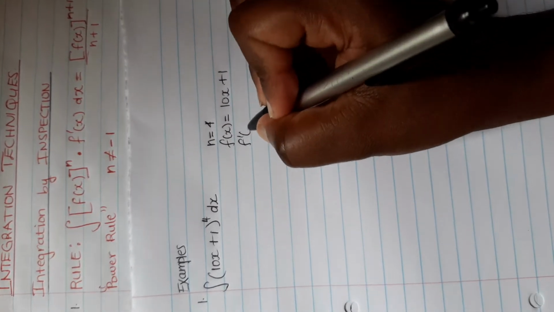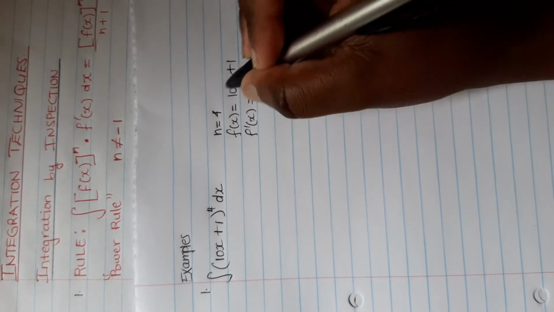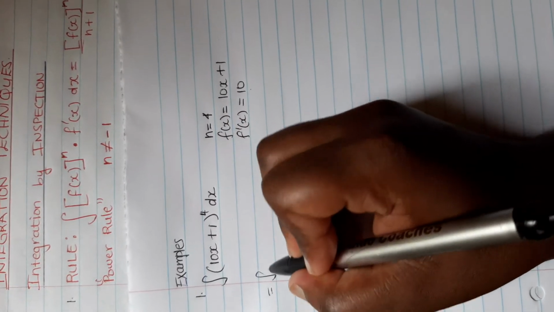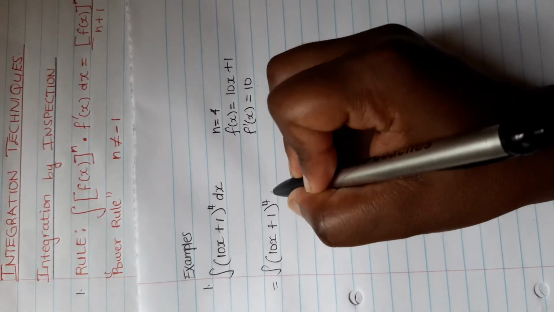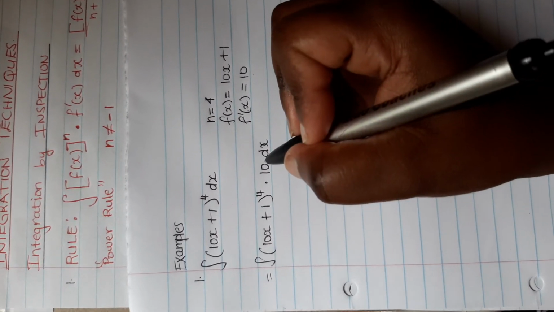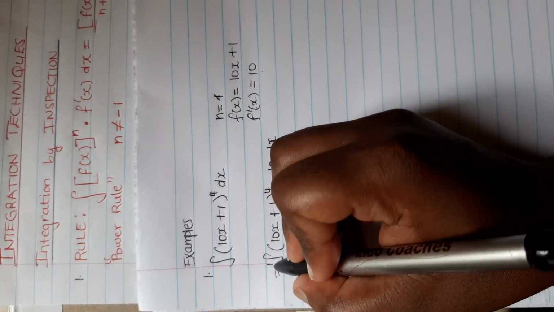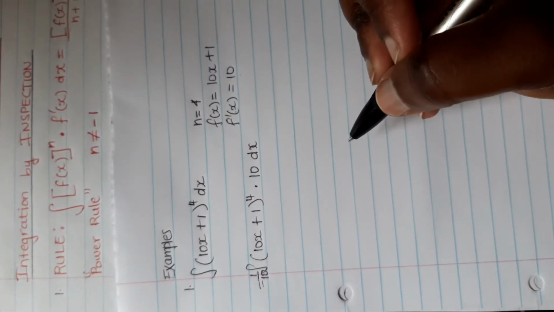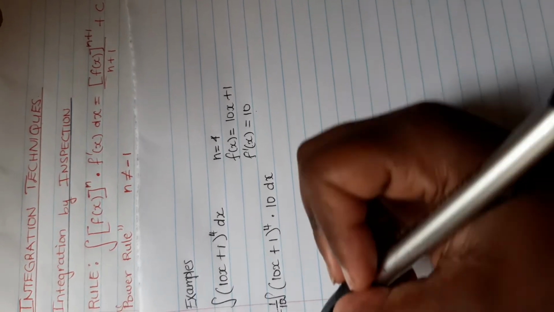Then we have to differentiate this. So the derivative of 10x is 10, the derivative of 1 is 0. Therefore, the derivative of this is 10. Then we have to rewrite this equation. So the integral of 10x plus 1 all raised to the power 4 times the derivative, which is 10 dx, right? Then how do we get back to the original? We have to multiply this whole thing by 1 over 10, just so it goes back to its original form. Right, now you check again if it satisfies the rule. If it does, then you can just apply the rule.